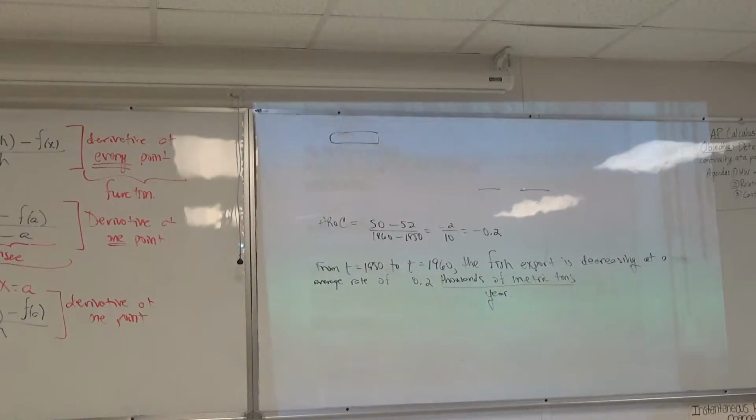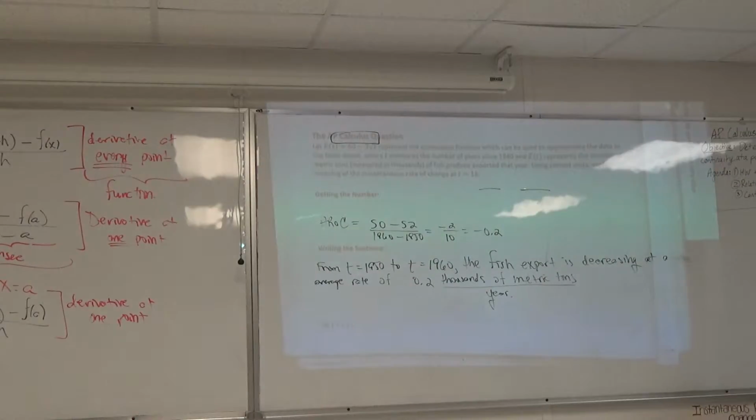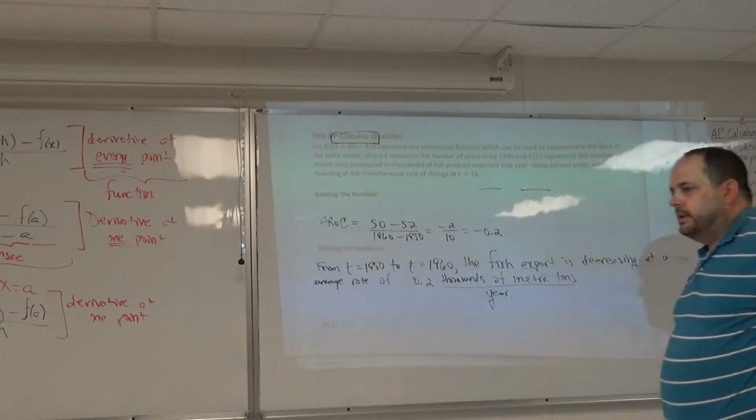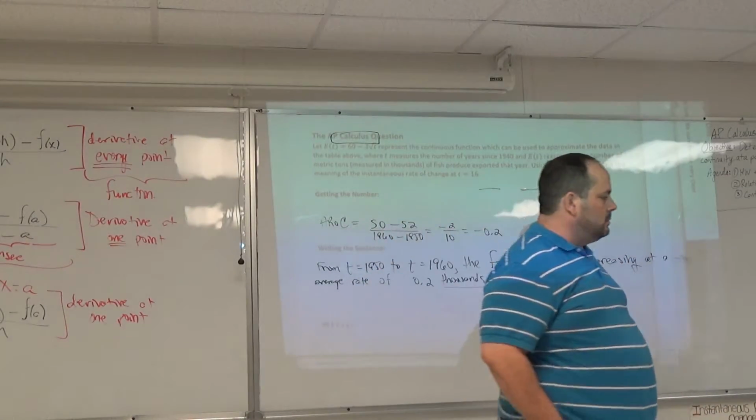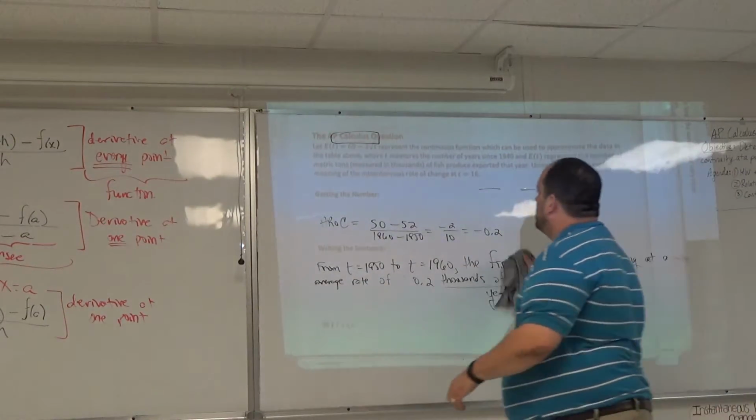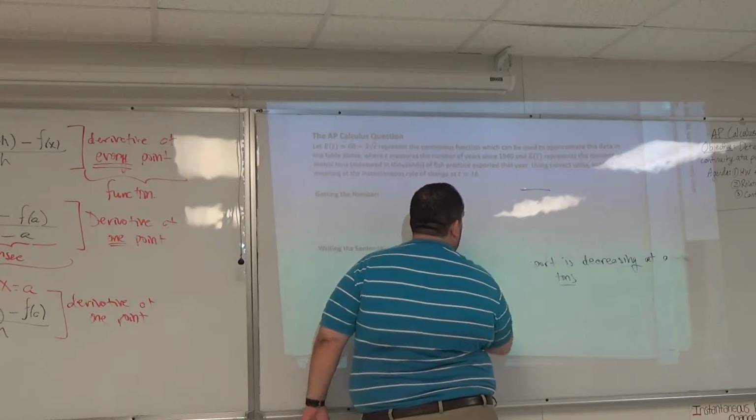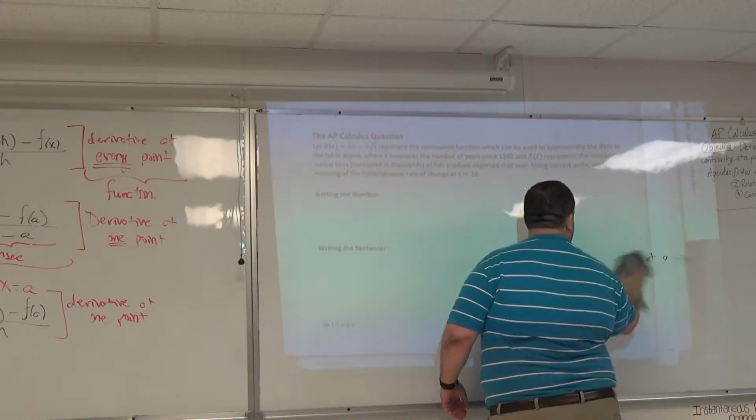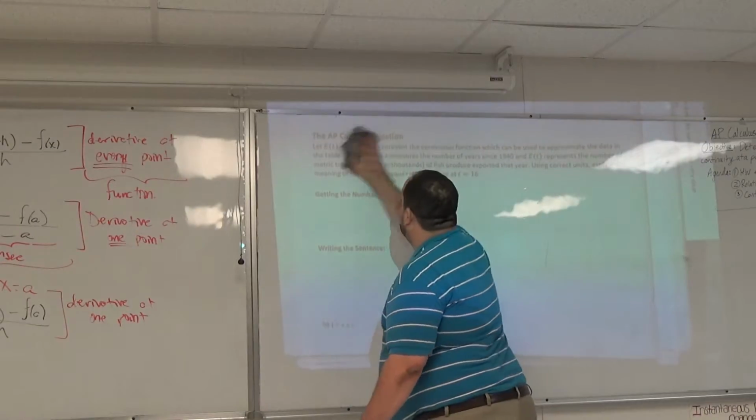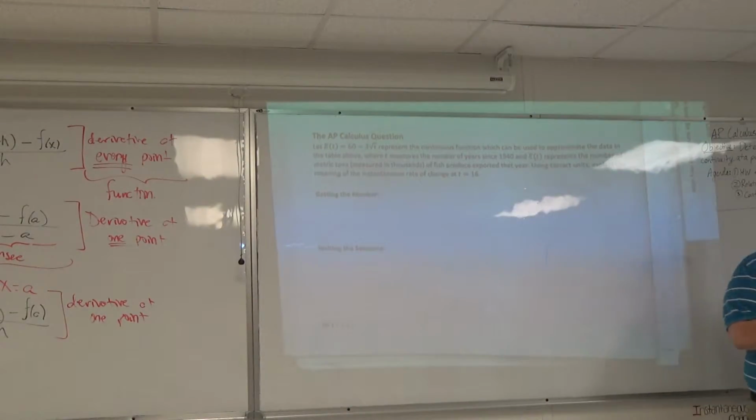Let's do some calculus. Myra, can you read the AP calculus version of this question? Let p of t equals 60 minus 3 square root of t represent a continuous function which can be used to approximate the data in the table above, where t measures the number of years since 1940 and p of t represents the number of metric tons, measured in thousands, of fish produce exported that year. Using correct units, explain the meaning of the instantaneous rate of change at t equals 16.